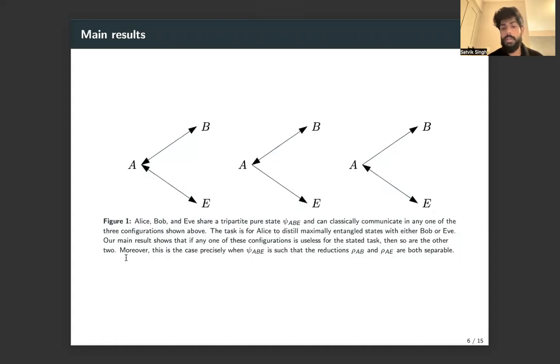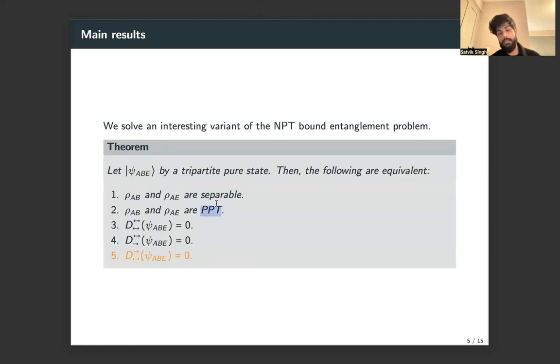Just so that we are on the same page, let me describe the same thing again with this figure in mind. Let me recall that we have 3 parties. They share a tripartite pure state psi, and the task is for Alice to distill entanglement either with Bob or with Eve, depending on which state gives her the best rate. And our result basically says that if any one of these 3 communication configurations is useless for the stated task, then so are the other 2. And this happens precisely when the tripartite pure state is such that both the reductions rho AB and rho AE are separable, which is further equivalent to the reductions being PPT.